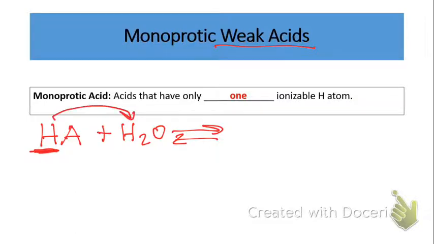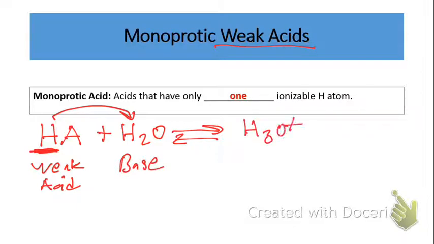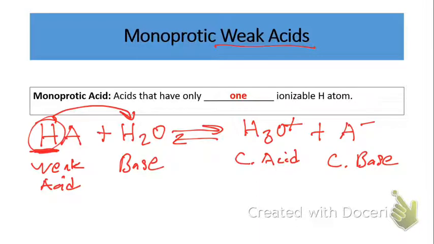which is the base. So this is our weak acid, and this is our base, and we're going to form the hydronium ion as a result, which is going to be the conjugate acid, and the conjugate base, which is just A minus. All due to the fact that there's one acidic ionizable hydrogen, and that hydrogen is transferred to the base water to form our hydronium ion and our conjugate base A minus.